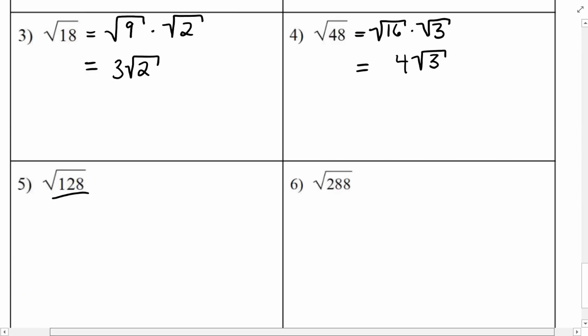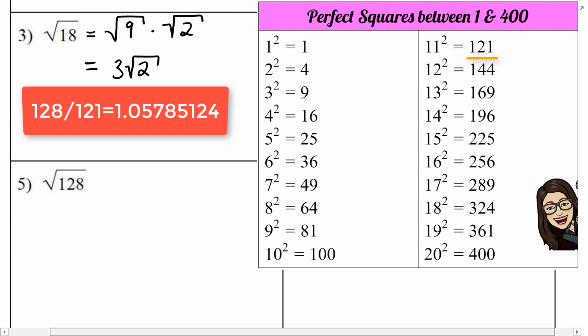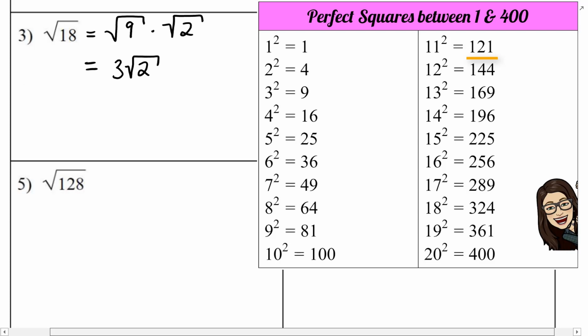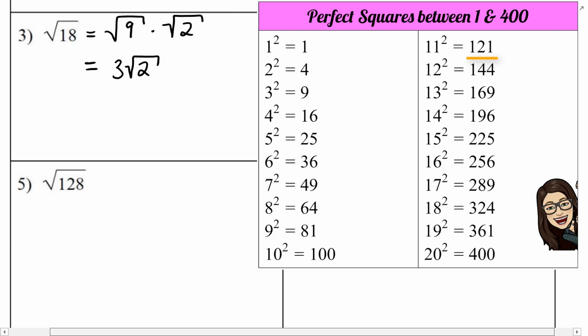Let's take a look at where 128 lies in the list of perfect squares. And then we'll start with the number closest to 128 that is less than 128. Okay, 128 divided by 121. No, that's going to be a decimal. That's not a factor. It doesn't divide evenly. So let's try 128 divided by 100. No, that's not going to divide evenly. We know 100 goes into things that end in zeros.